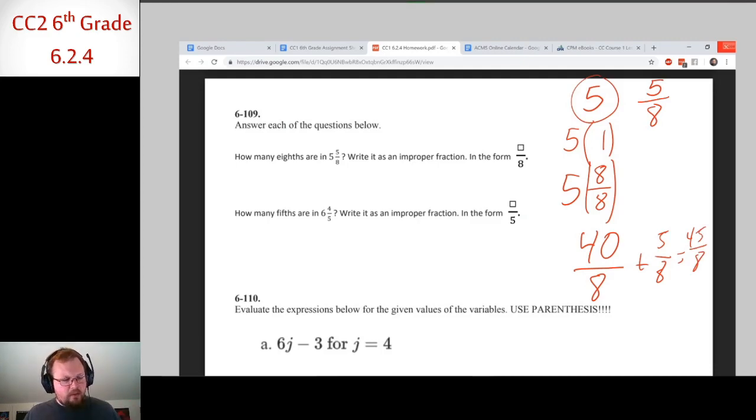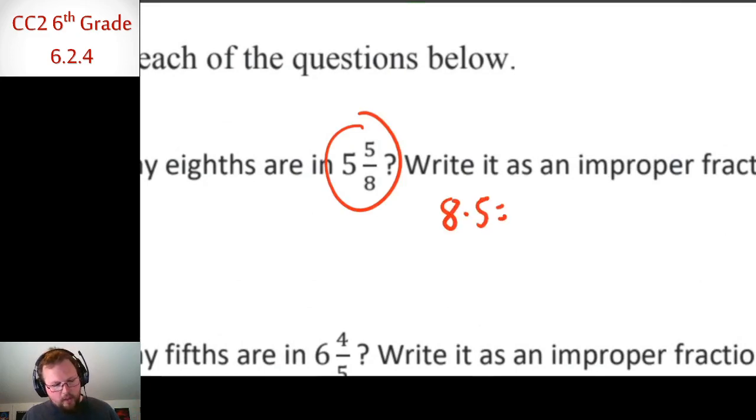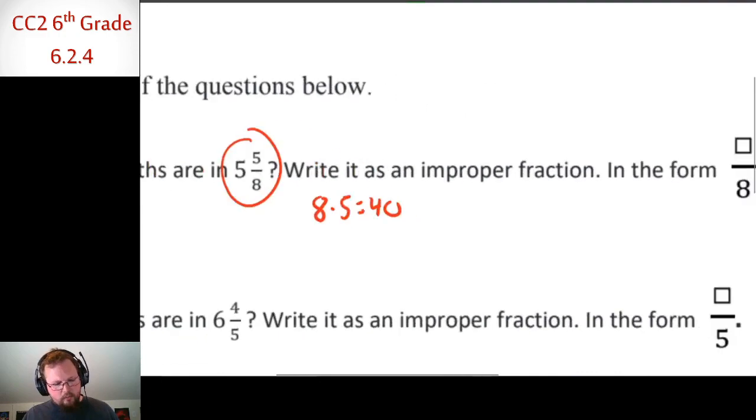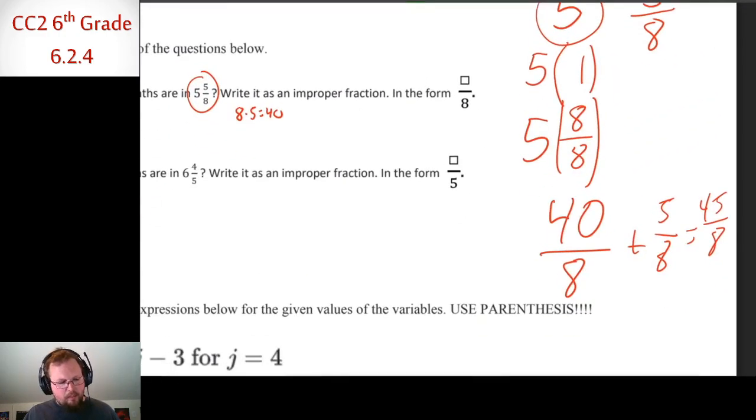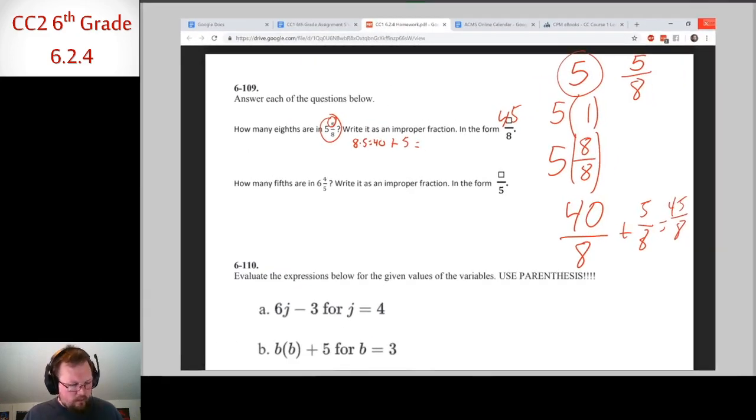You're going to continue to use the same tricks that you've been doing, where if I want to convert from a mixed number to an improper fraction, I multiply 8 times 5 to get 40, which, surprise, surprise, is exactly the same thing we had here, plus the 5 on the top, which gives me 45 over 8. All this is doing is asking you to write it as an improper fraction.